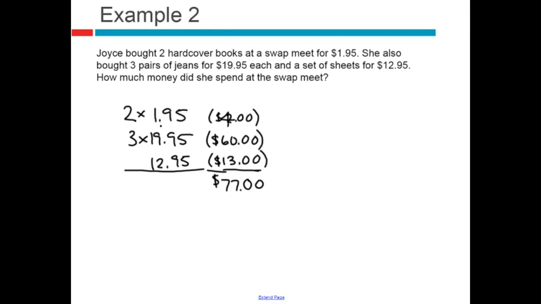What we need to do by the order of operations is we first need to multiply the 2 times 1.95 and then the 3 times 19.95 and then add the results. So $1.95 times 2 gives us $3.90. That's for the 2 hardcover books.